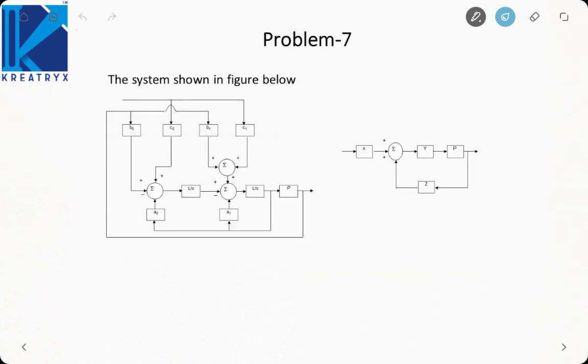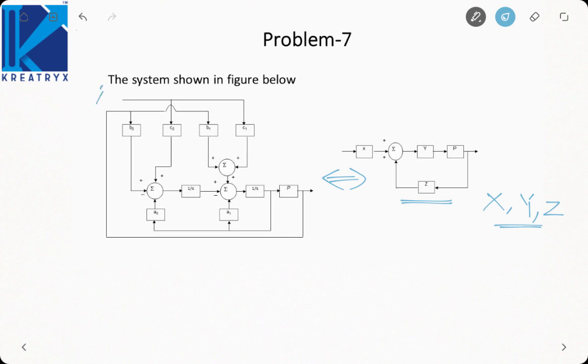Moving on to our next problem. Here we have been given a very complicated block diagram and we need to find a simple equivalent, and here we need to identify X, Y, Z. It is the equivalent of this system. So let us see first.